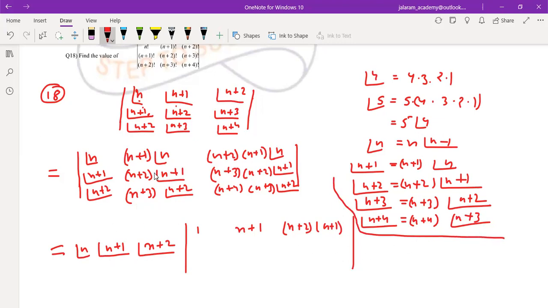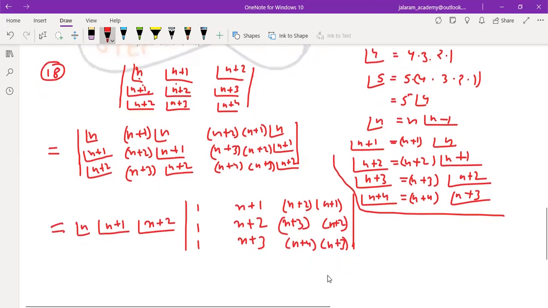Second row, factorial n plus 1 common. So 1, n plus 2, n plus 3 into n plus 2. And in the third row, factorial n plus 2 common. So 1, n plus 3, and n plus 4 into n plus 3 will be there. Now there are 3 ones in the same column.